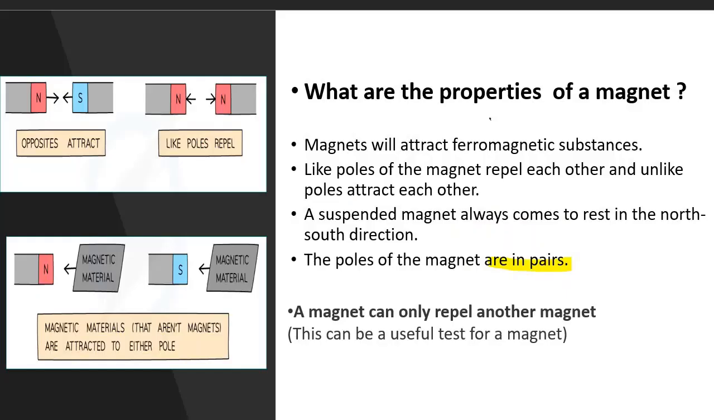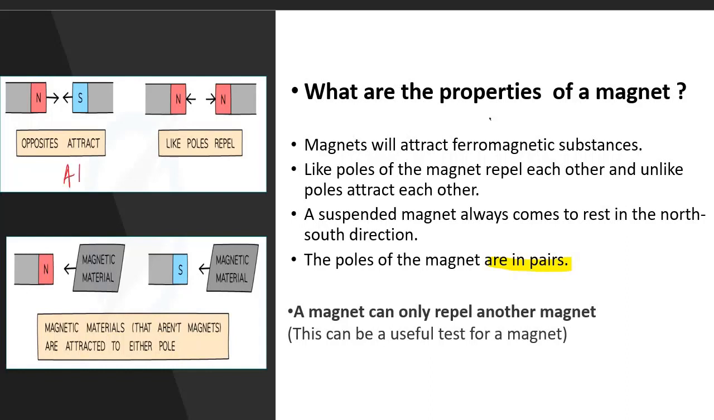Now, what are the properties of a magnet? When we are talking about properties of a magnet, normally all magnets will attract only ferromagnetic substances. But what are ferromagnetic substances? Like iron, nickel, cobalt, and some alloys. Now, there are many properties, but I want to highlight only two. The first property is called the attractive property. What do we mean by attractive property?